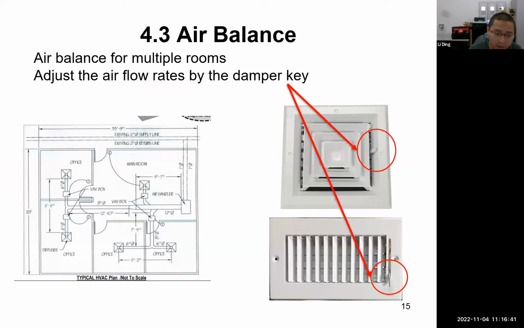Third is the air balance, for multiple rooms. If this office is warmer and we want to keep it cool, we can increase the airflow rate by changing the damper key on the diffusers. At the same time, we need to decrease the airflow rate at other rooms to keep the air balance.